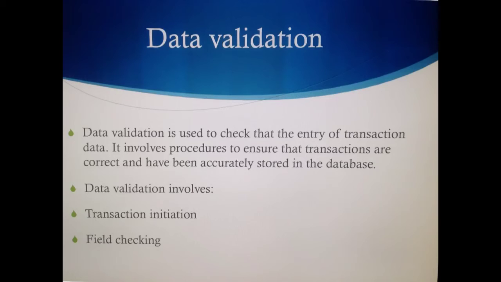Field checking occurs when the transaction data is entered into a database. The data is organized then into files, records, fields, and characters. Data validation is carried out by checking the fields using a range of checks, list checks, type checks, or check digit.